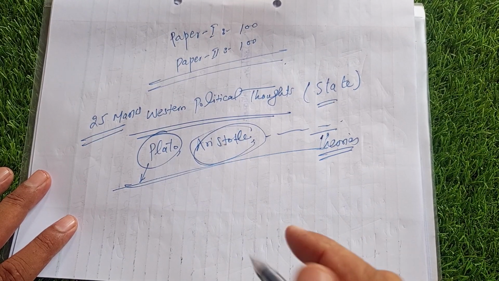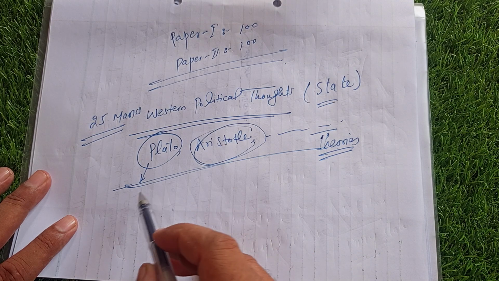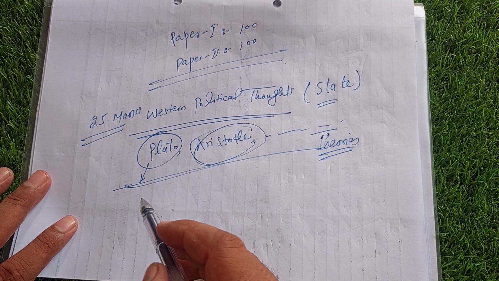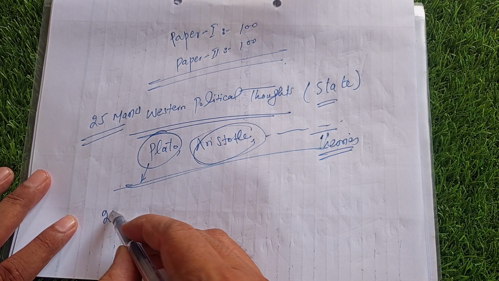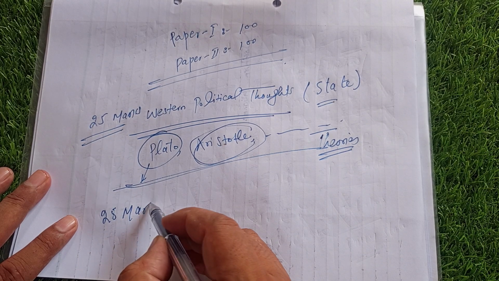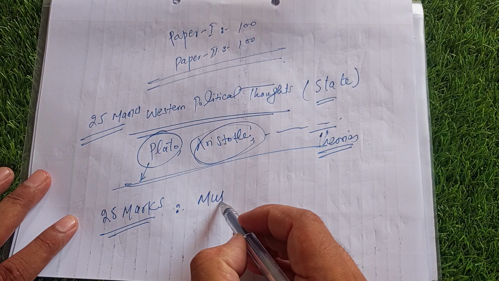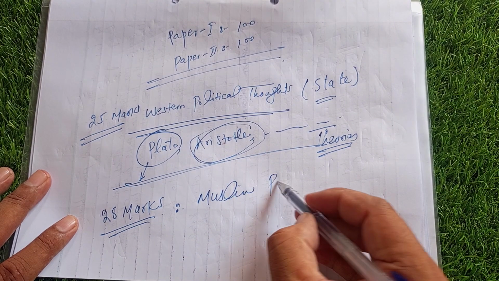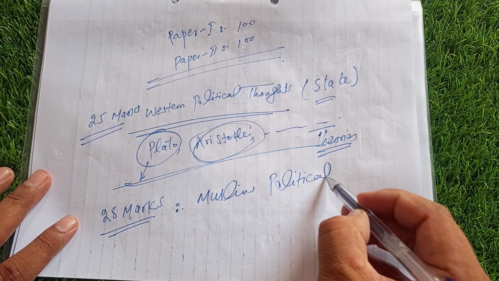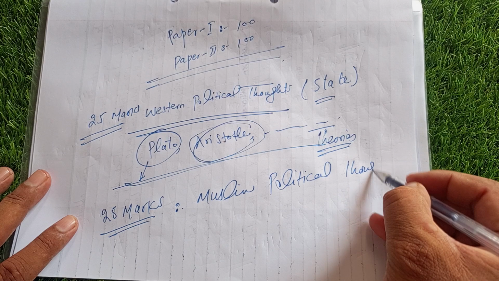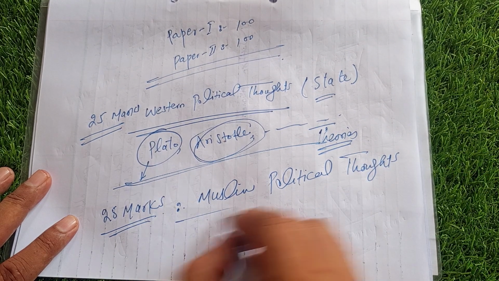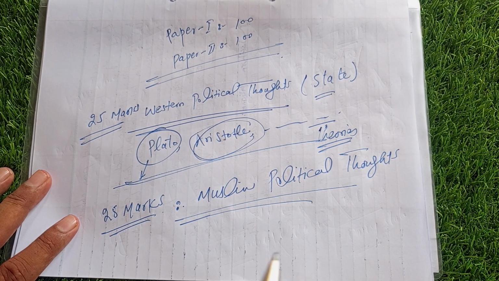In the same way, if we are talking about paper 1 of political science for 100 marks, there is another portion of 25 marks, that is Muslim political thought. What is the concept of state in Islam?